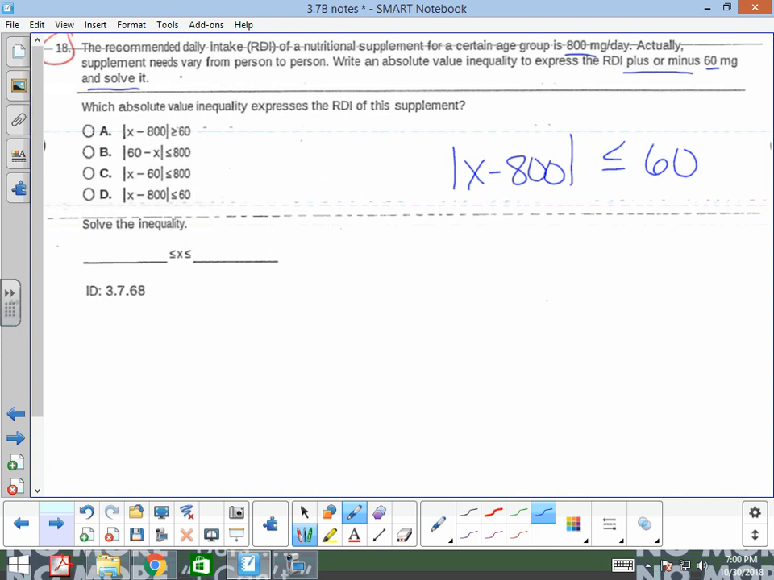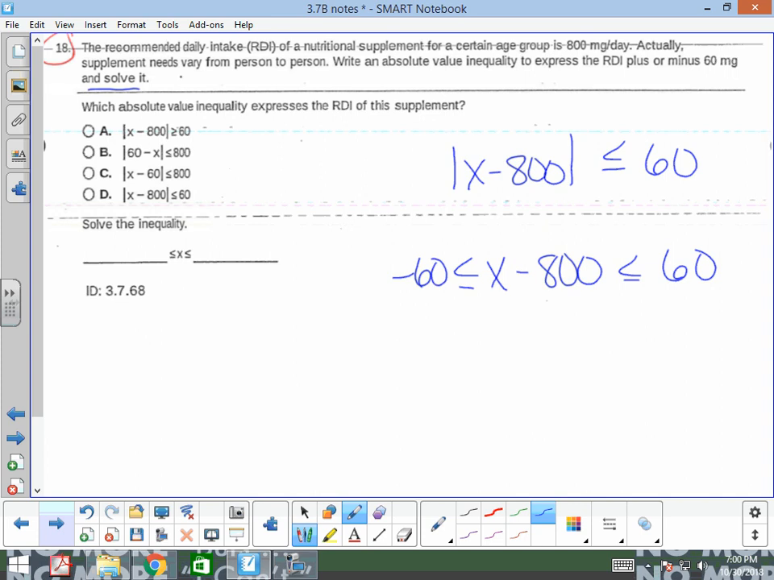Now, the reason why I did that is because it's plus or minus. That word or kind of helps me here. So I know it was going to be one or the other. That really doesn't help, though, for you to understand that. So x minus 800 has to be between 60 and negative 60. And I keep saying or. It's actually a between inequality.